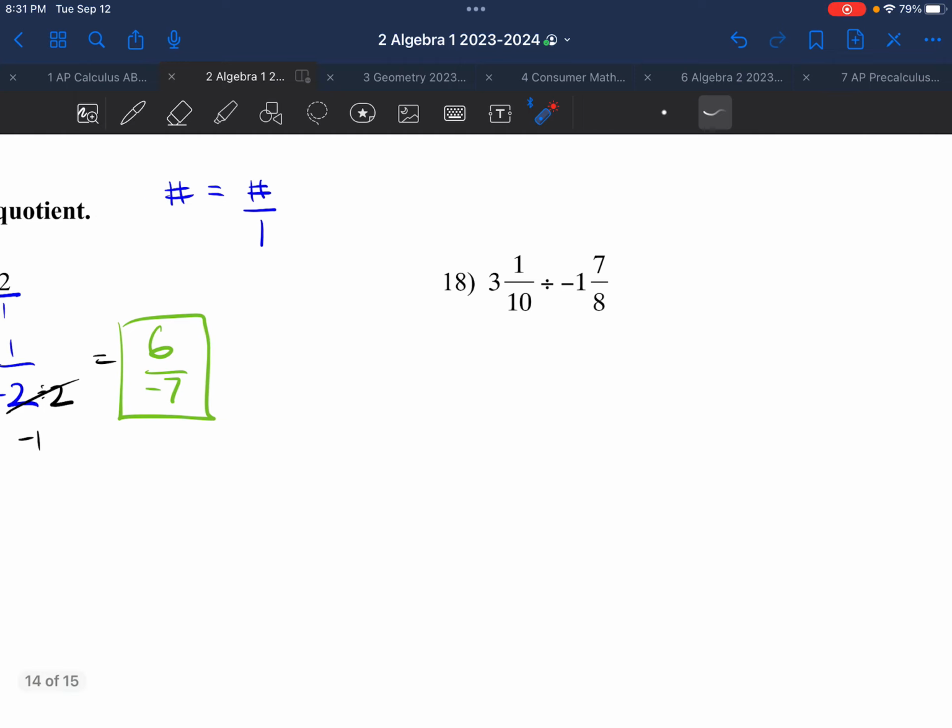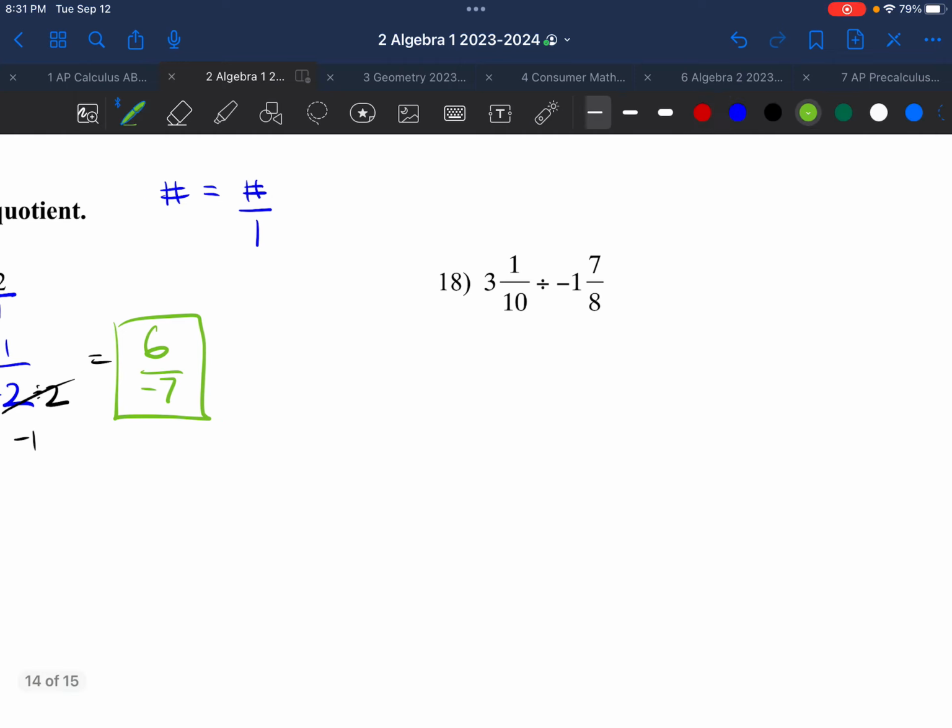In number 18, again, I want improper fractions instead of mixed fractions. So I'm going to do 10 times 3 is 30, plus 1 is 31. So I get 31 over 10. And I'm going to keep the division for now. I know that some people can skip this step and do a keep, change, flip at the same time. And then I'm going to do 1 times 8 is 8, plus 7 is 15. It's going to be 15 over 8. Don't forget your negative. That has to be dropped down. I'm going to put it in the top just for now.